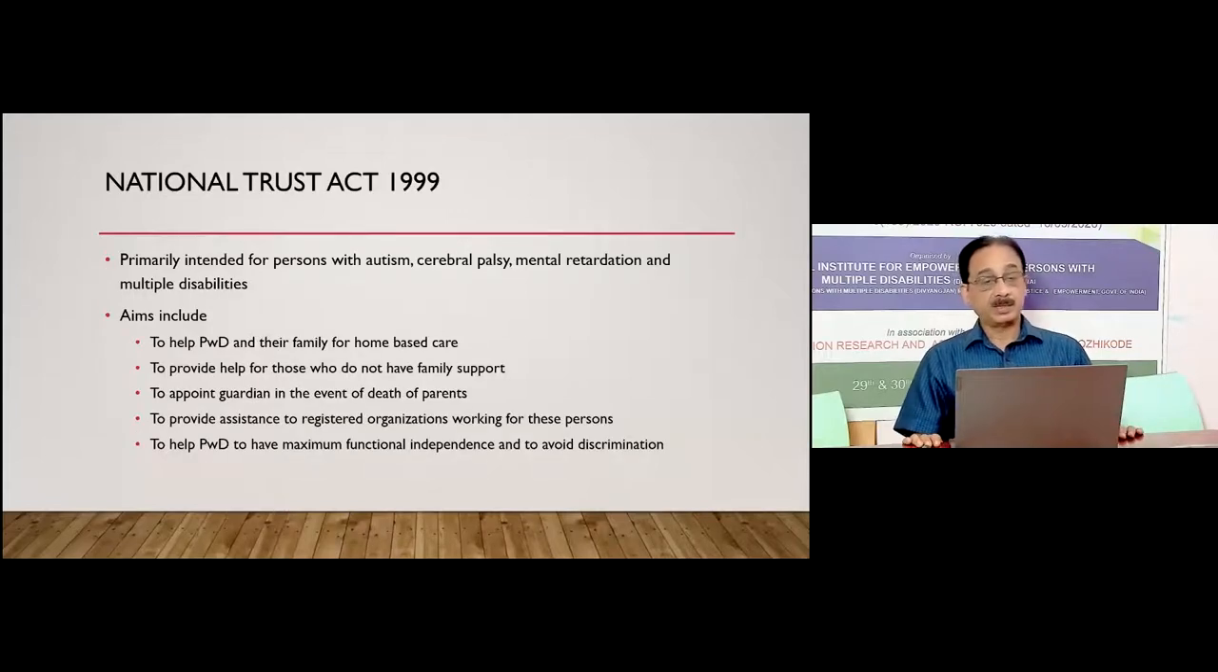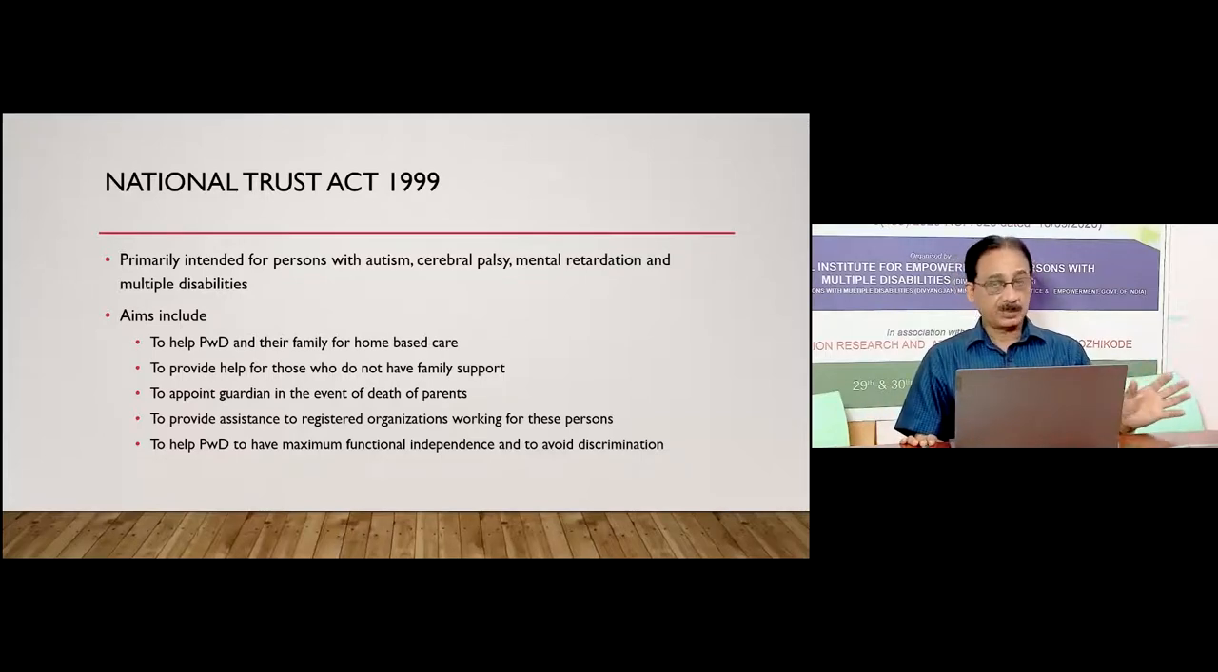Then came the National Trust Act 1999. This act, which was introduced and passed in 1999, is primarily intended for persons with autism, cerebral palsy, mental retardation, and multiple disabilities. Under this act, so many centers, like the National Institute for Empowerment of Persons with Multiple Disabilities, and many other institutes have been formed.